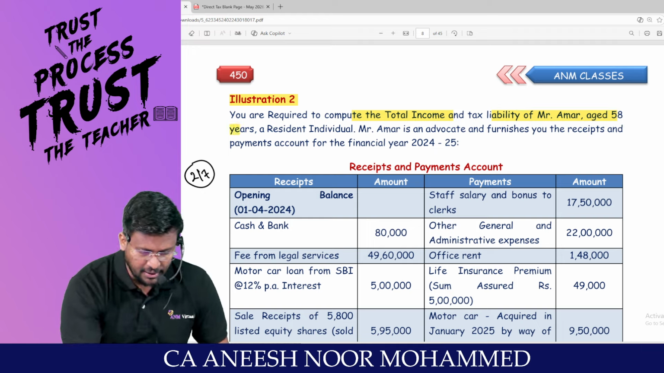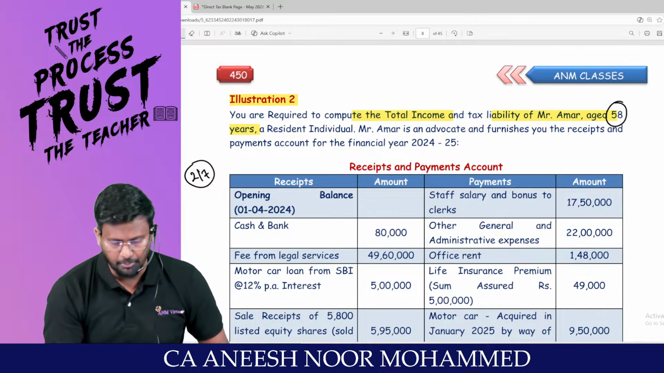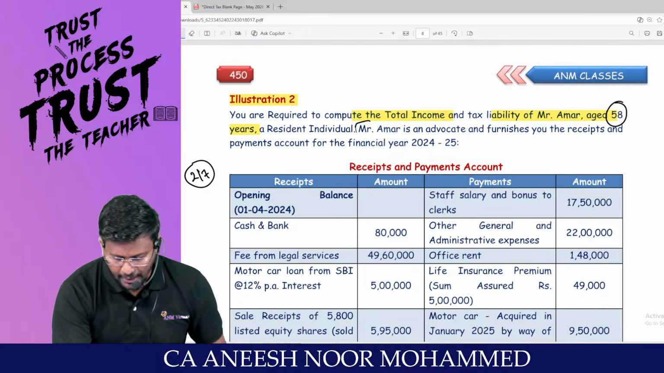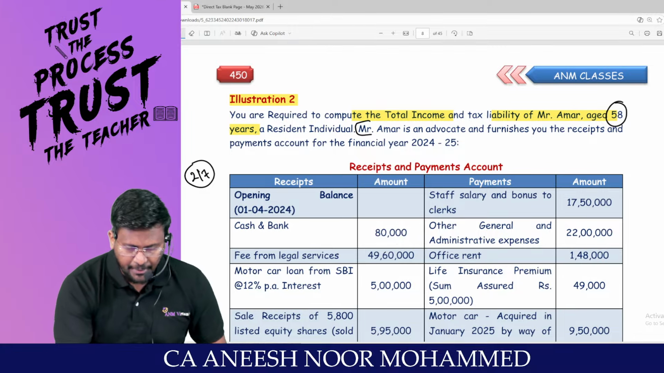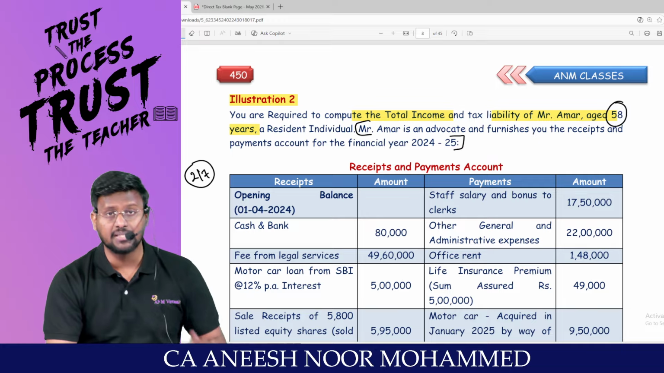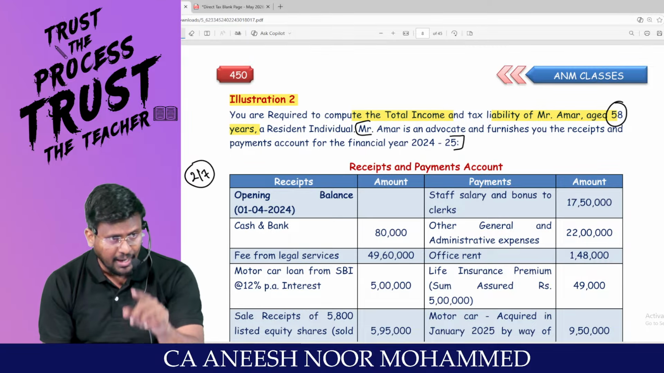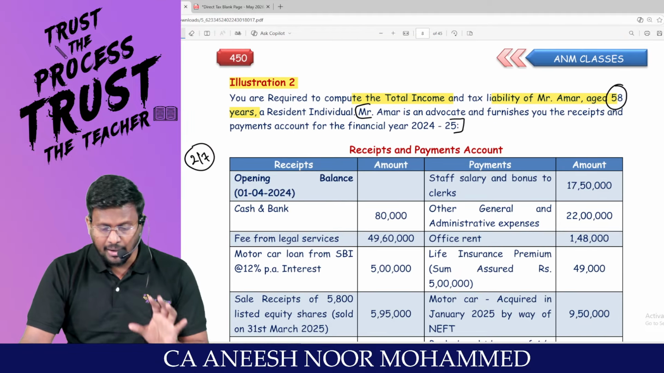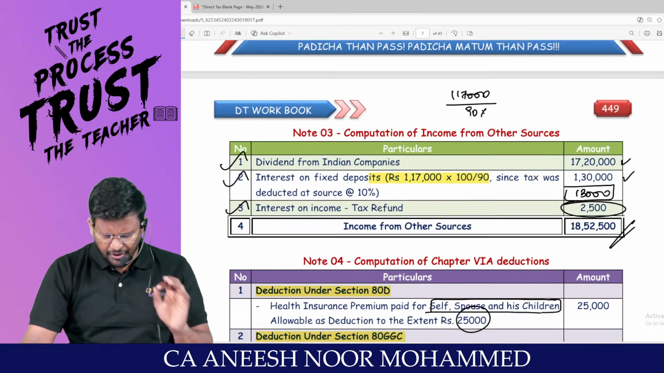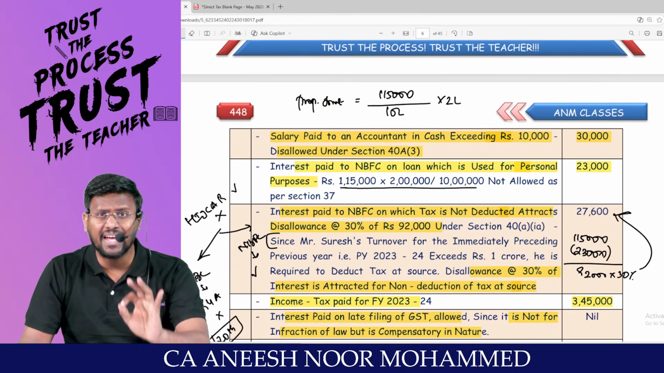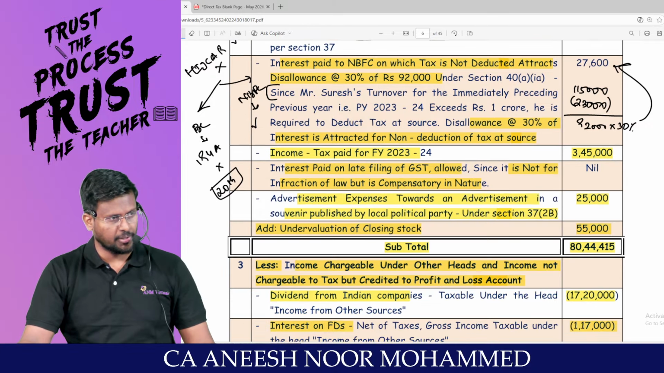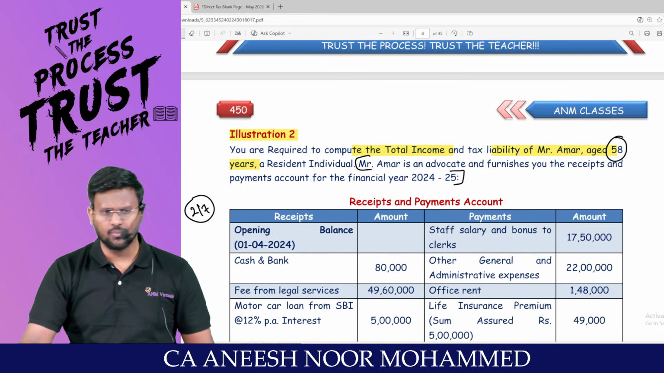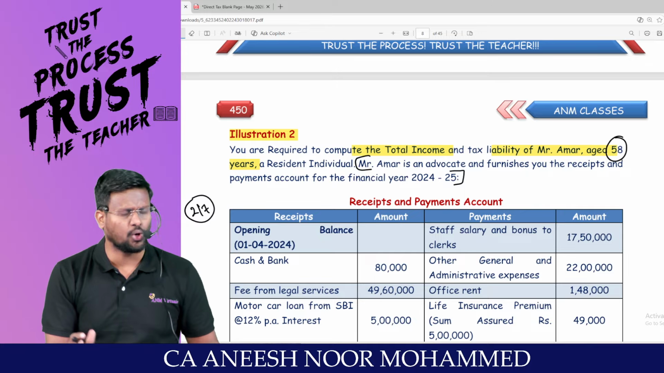Aged 58 years. That is important. Very, very important. A resident individual. Mr. Amar is an advocate and furnishes you the receipts and payments account for the financial year 24-25. This is the difference I am making between question number 1 and question number 2. In exam, you may get a P&L based question or a receipts and payment based question. If it's a P&L based question, it is the indirect method of preparation of cash flow statement. If it is a receipts and payments question, it is the direct method of preparation of cash flow statement. Exactly that's what we are doing in DT also.